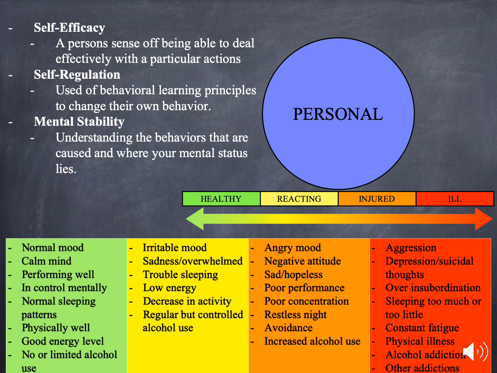Then it gets a little bit more severe, going into injured and ill. So injured: your mood is angry, you have negative attitudes, you feel sad and hopeless, your performance is poor, you have poor concentration, you have restless nights, you try to avoid people, and you increase your use of alcohol. And the severity for ill is that it gets a lot worse, with aggression, depression, suicidal thoughts, insubordination, too much sleep or too little sleep, constant fatigue, physical illnesses, alcohol addiction, other addictions like drugs and whatnot.